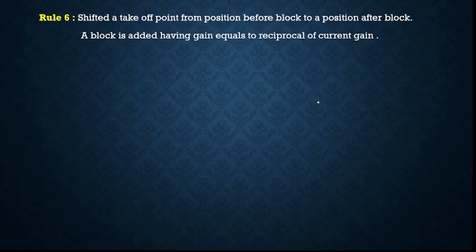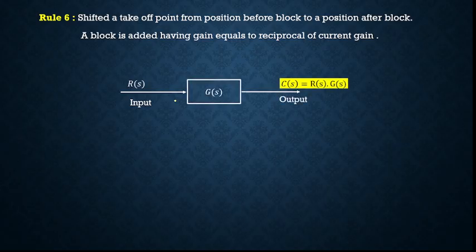So this is what. The next is shifting a takeoff point from a position before a block to a position after the block. Same as what we did with the summing point and the system block, we are now going to learn in case of the takeoff point. So first the takeoff point is after the block. So this is the system function G of S indicated by a rectangular block with the input R of S here. Output is C of S is equal to R of S into G of S.